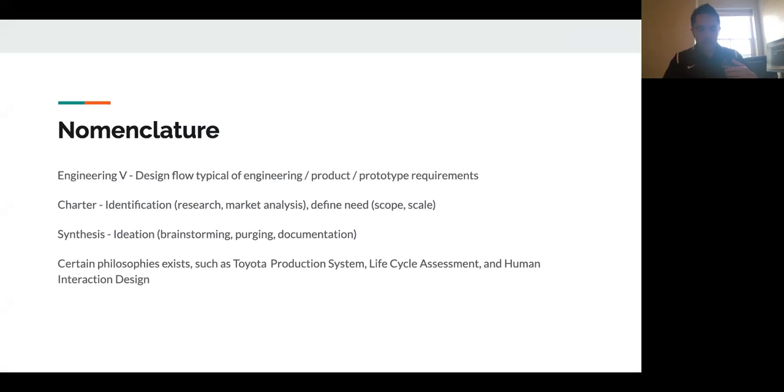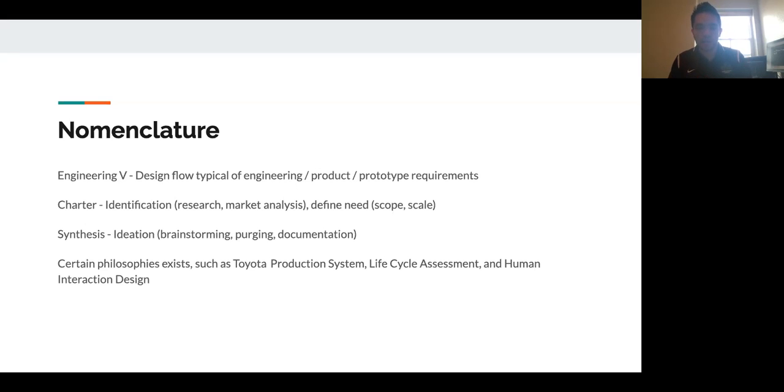So as I was saying, this is the nomenclature we have here, and it's typically what you'll see for any design process, really. To start it off is something called an engineering V. This is an illustrated representation of the typical design flow of an engineering product or prototype and its requirements throughout any step of a design flow or design process. We have a charter. A charter is the establishing or identification, through research and market analysis, of the need that has been defined, which is a scope or scale from the customer or from a public or private interest.